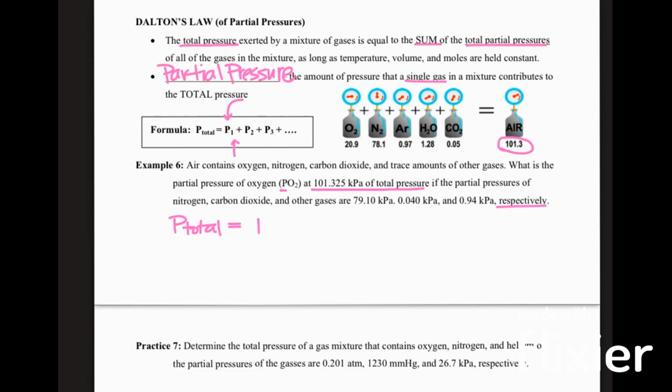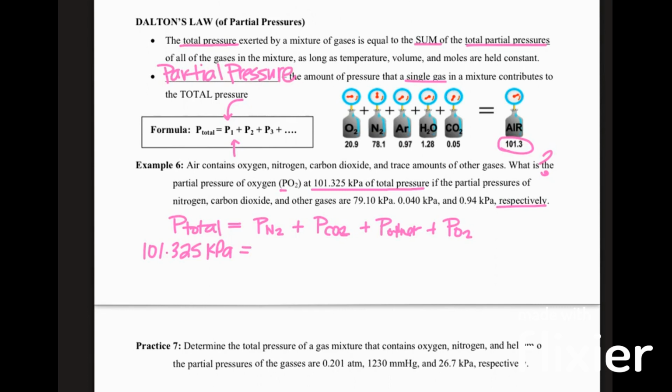equals pressure of nitrogen plus pressure of CO2 plus pressure of other, because it's others, and pressure of O2, which is what we're looking for. We know all those have to add up. We're told the total pressure is 101.325 kPa. That's going to equal the other ones, which are also in kPa, which is nice. If they're not, you have to convert them into the same unit.